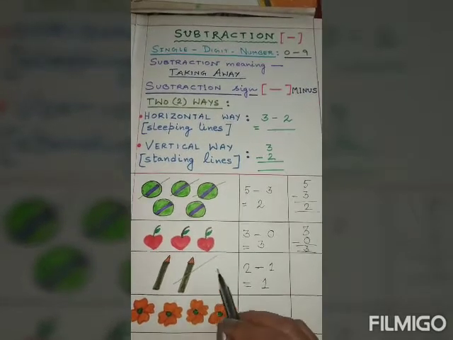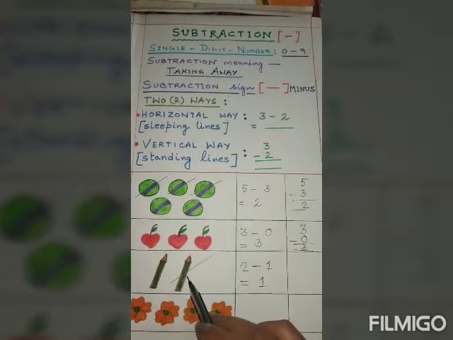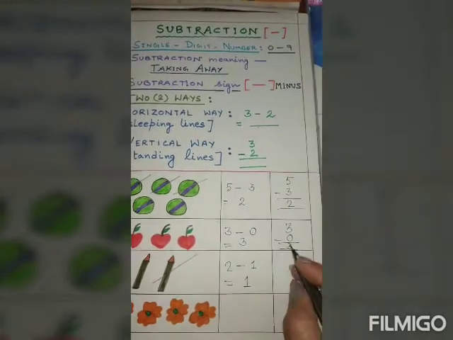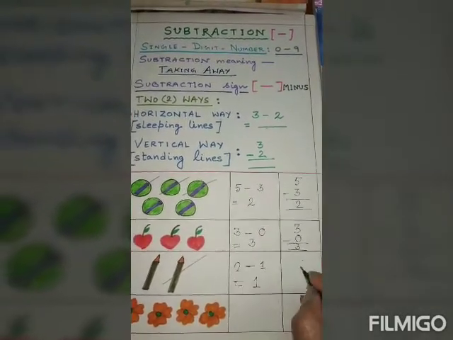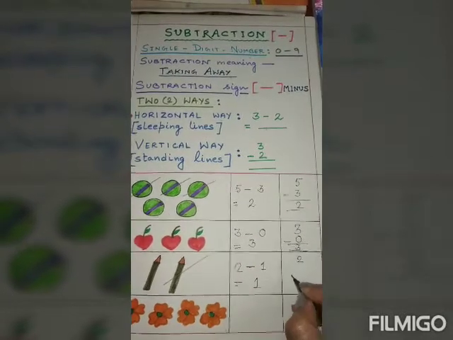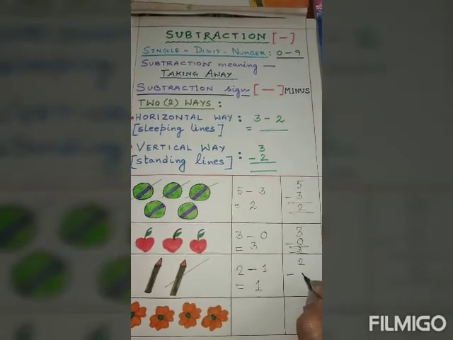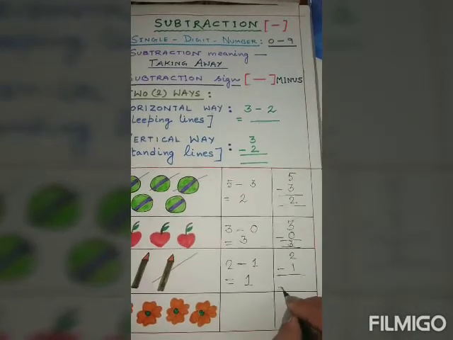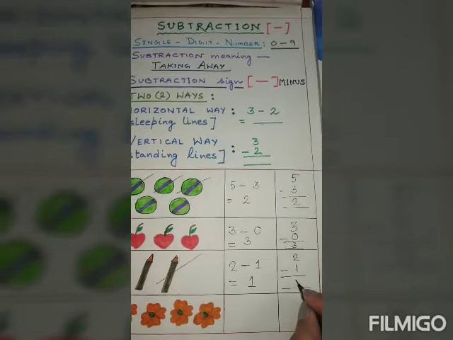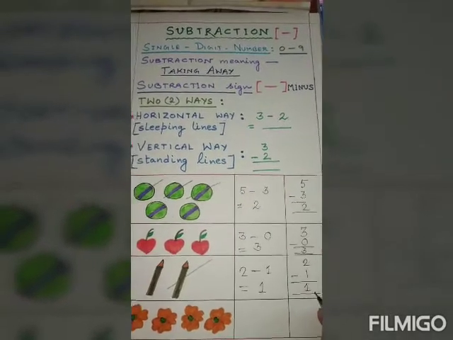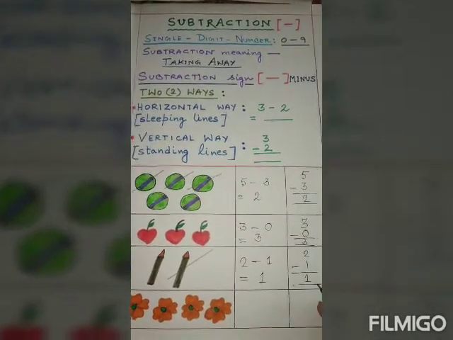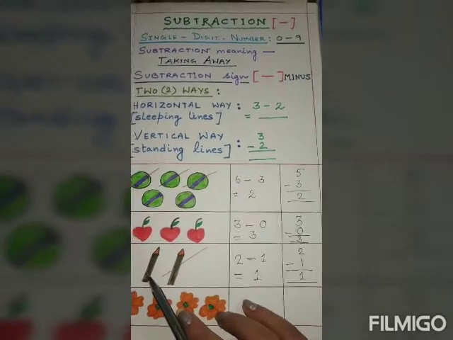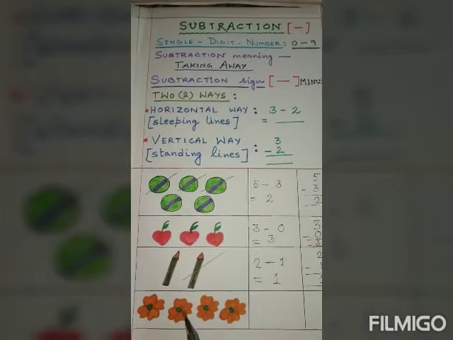Out of 2 pencils, I have taken away 1 pencil, and how many pencils are left? 1 pencil. Now the same pattern in vertical way. 2 minus on the left hand side 1. Then we will draw 2 lines, and what will we write as the answer? 1. So out of 2 pencils, we have taken away 1 pencil. So what will be the answer? 1.